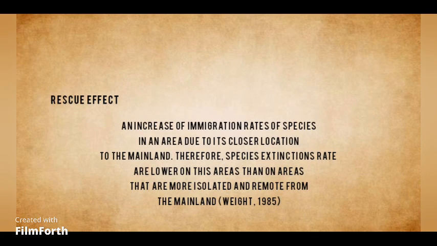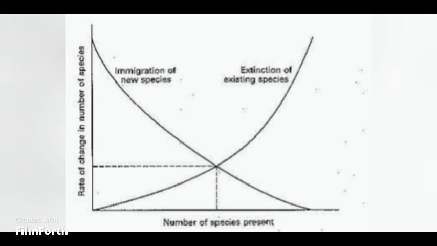According to Waite 1985, rescue effect is an increase of immigration rates of species in an area due to its closer location to the mainland. Therefore, species extinction rates are lower in these areas than in areas that are more isolated and remote from the mainland. So the rescue effect is like a coping mechanism for species turnover, meaning islands closer to the mainland have populations that are less likely to go extinct because they can be rescued by immigrants from the mainland.